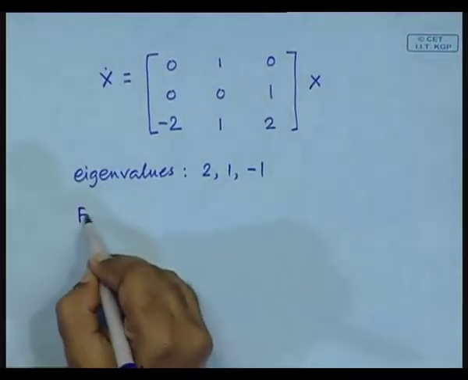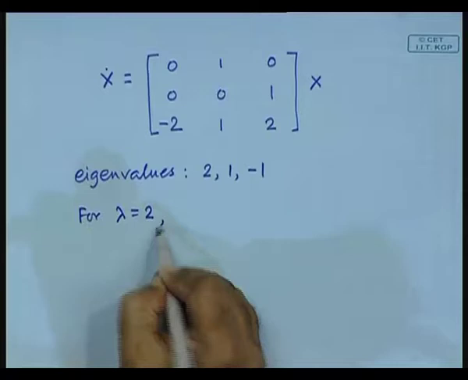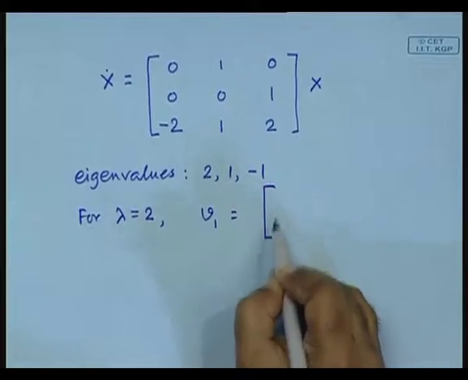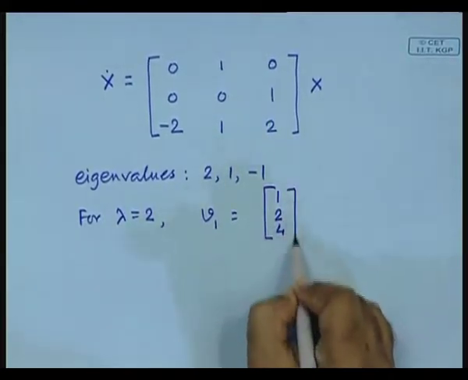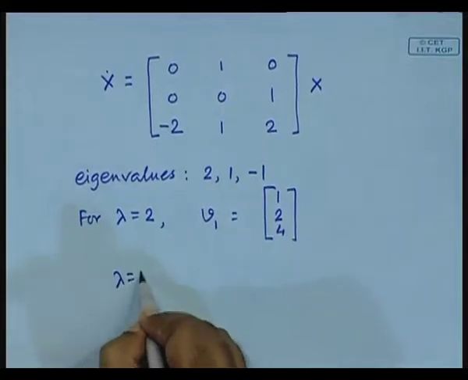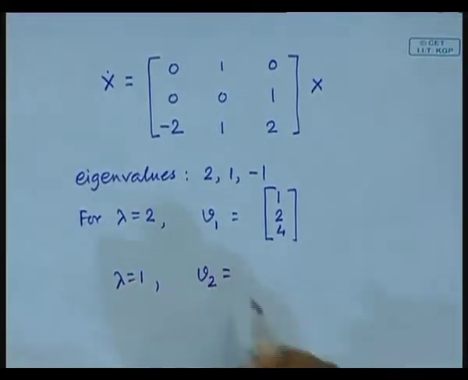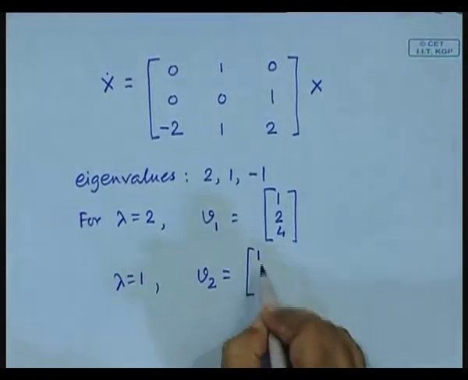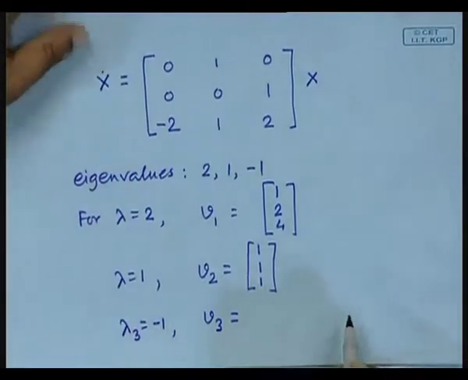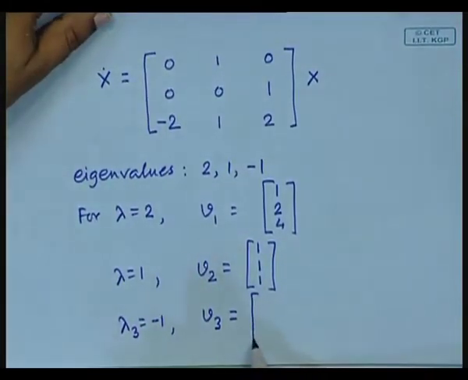Okay. For lambda is equal to 2, V1 is 1 2 4, is that right? Have you fellows done it? Okay. For lambda is equal to 1, V2 is 1 1 1, and for lambda is equal to minus 1, V3 is 1 minus 1 1. Is it visible? Yes. 1 minus 1 and 1, right.